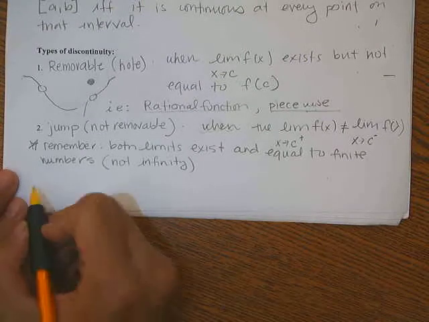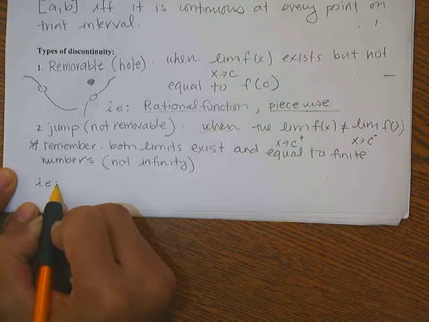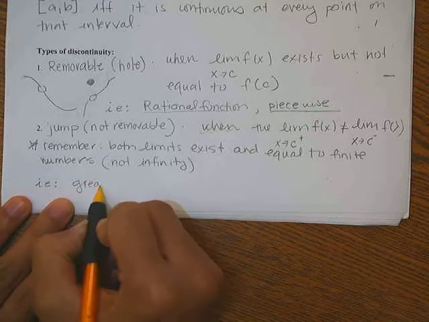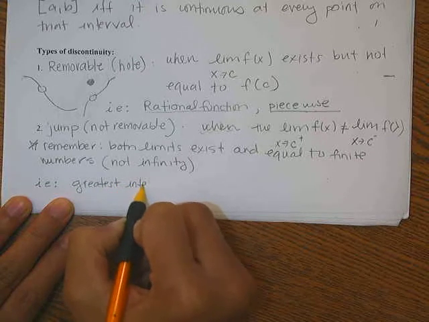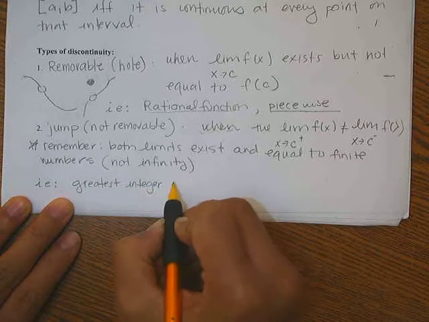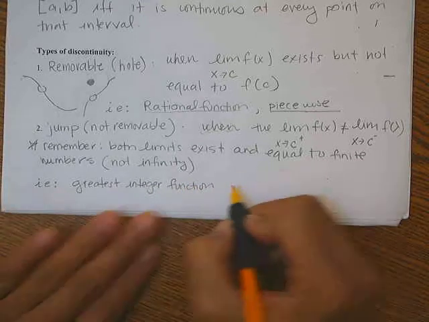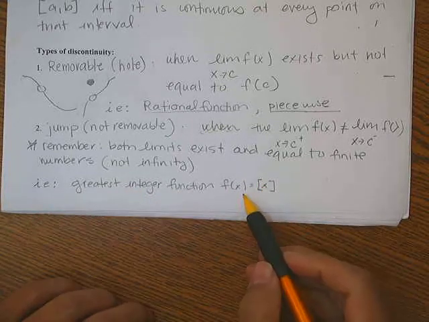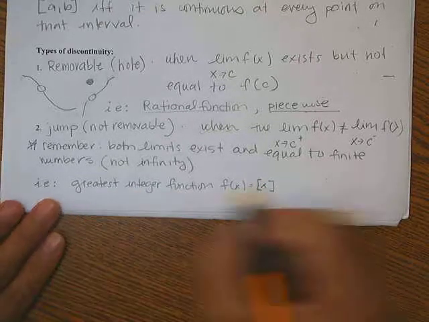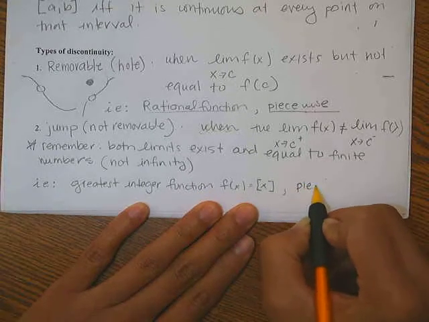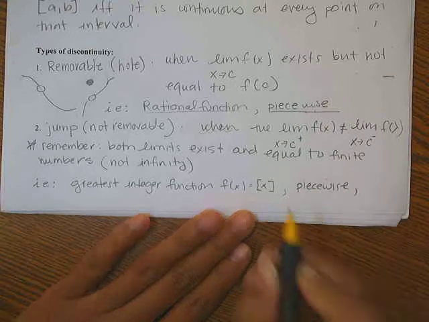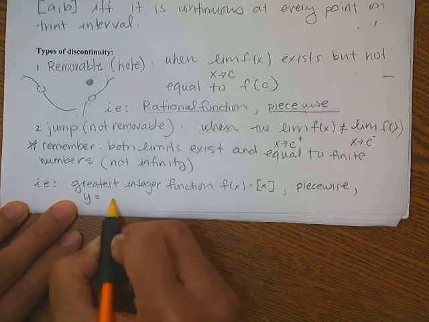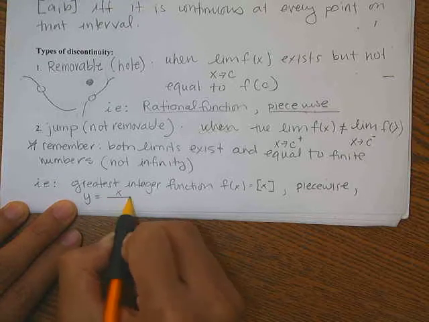So some examples of functions that have jumps, the most obvious one is going to be your greatest integer function. Remember this one, f of x equals this. In your calculus book, I think they call it f of x equals int of x. And again, piecewise. And I don't know what the name of this is, but you're going to need to recognize this: f of x, or y, equals x divided by absolute value of x.